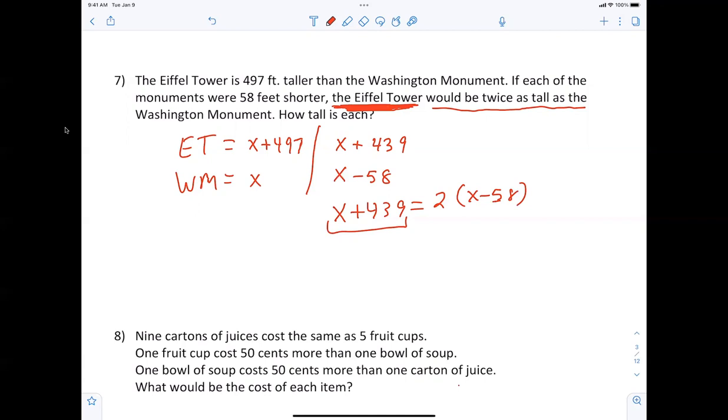Everybody's good with that? What? Why would you not just do 2x minus 58? Because this is the whole, how big the Washington Monument is, not just x. True? Yeah. That's a great question. You hear me? All right.